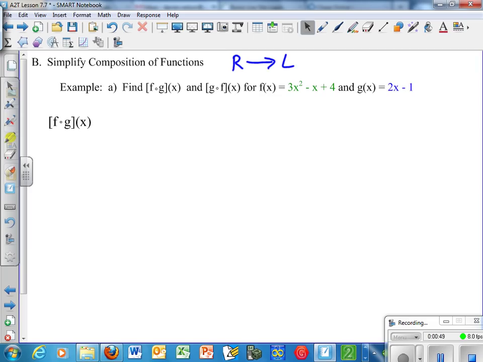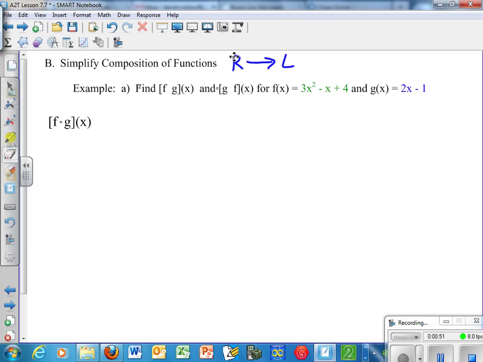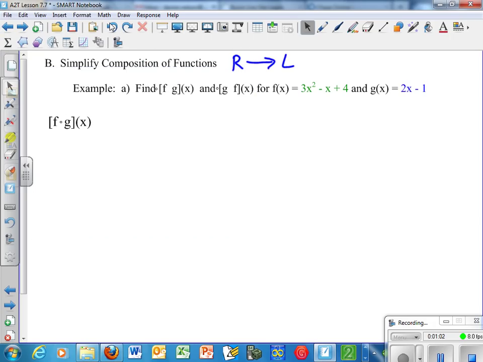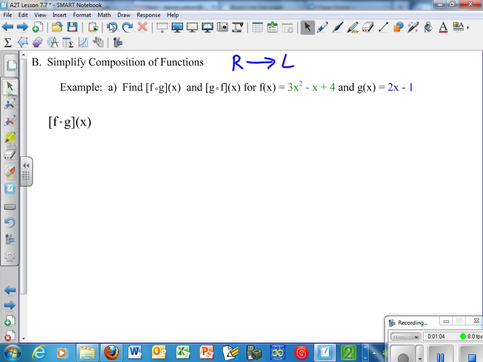So this first one, find f of g of x and g of f of x. So we're going to do f of g of x. We're going to do both of them given these two functions right here. So let's do f of g first.